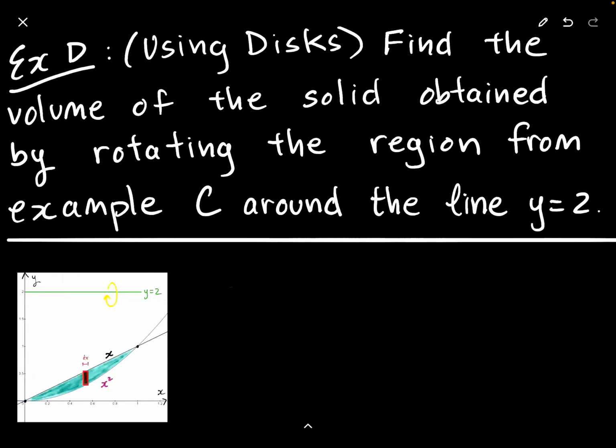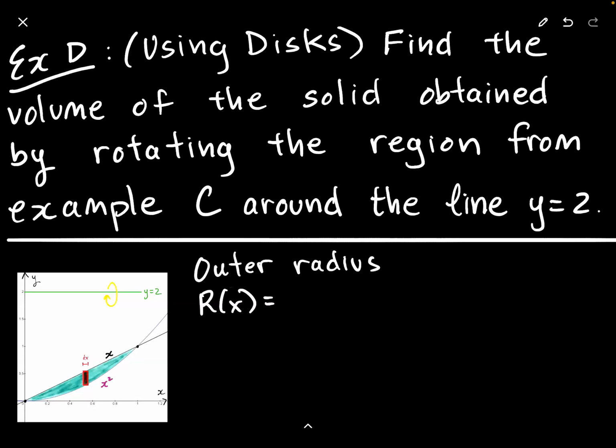In the next example, find the volume of the solid obtained by rotating the region from the previous example around the line y is equal to 2. So in the previous example, we rotated around the x-axis, but now we're rotating around another horizontal axis, the line y is equal to 2. So since we're rotating around a horizontal axis, we will still draw the representative rectangle perpendicular to that axis. So it has a small width dx, so our integral will be with respect to x.